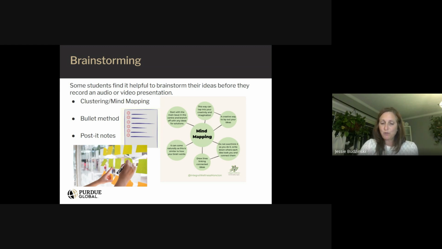There's also the bullet method, which is one of my preferences. I have notes in front of me with keywords that I know I want to touch on. And then, with practice, I can share the information that I want to convey without having to read it word for word.